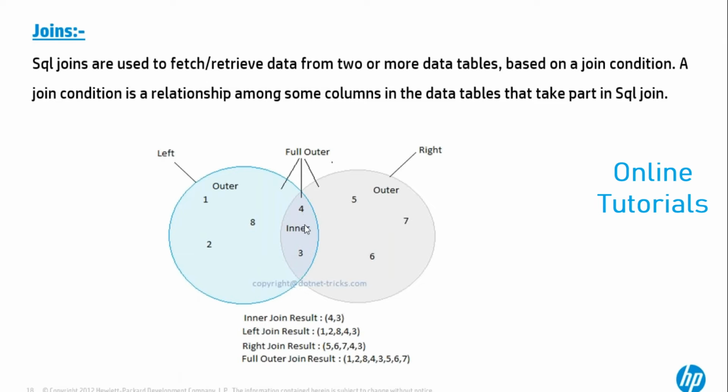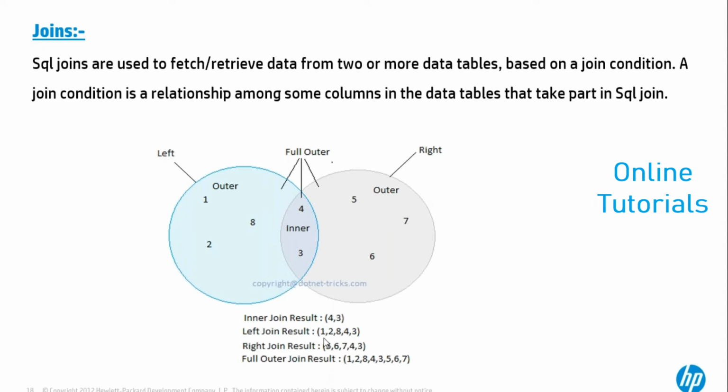If you do inner, you will get whatever matching will be there. If you have left outer join, you have three types of joins: inner join, outer join. So inner join, left outer join, right outer join, full outer join. These are the four types of joins you have in SQL Server.